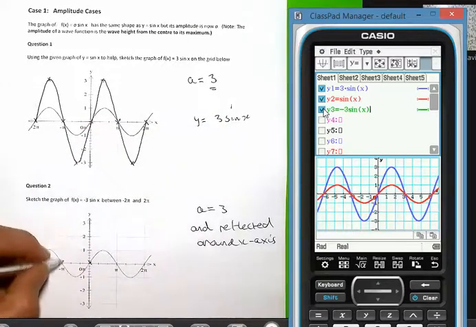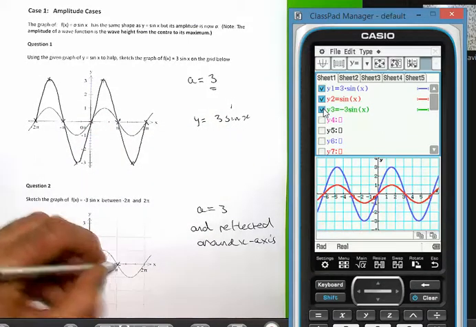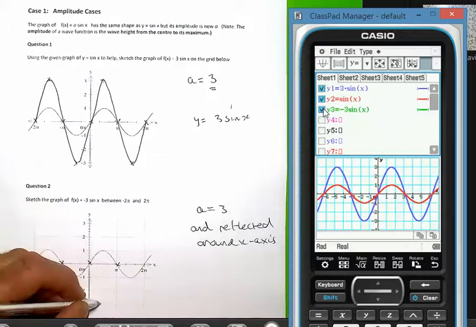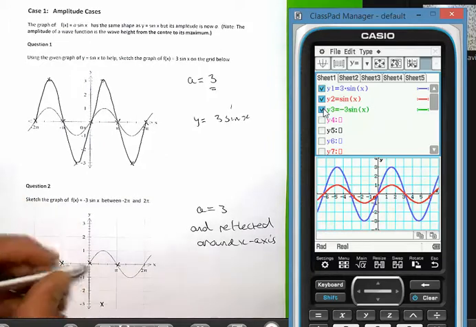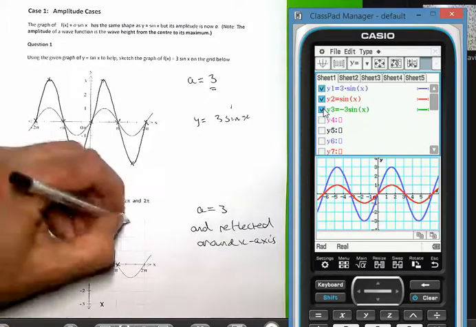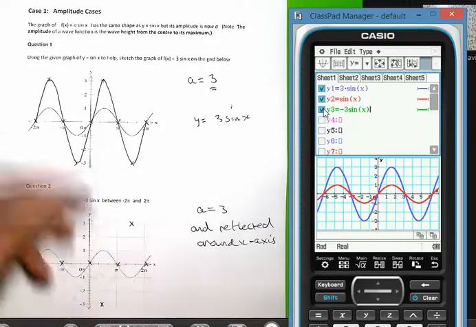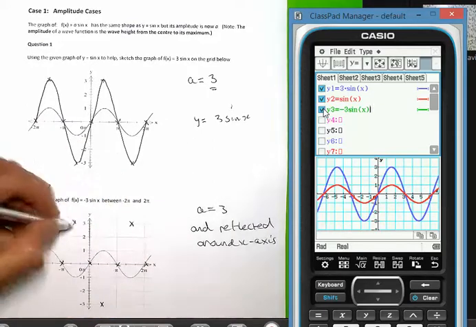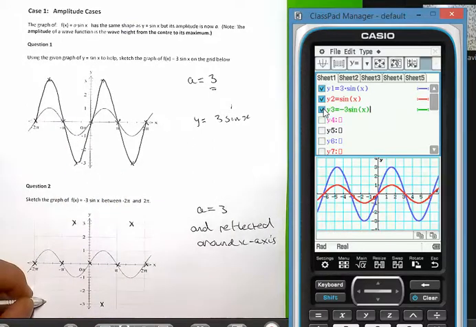I'll put my zeros in because they'll still be the same as before, but every time I saw a maximum, I now have a minimum of negative 3, and conversely for the negative 1 and the positive 1. And that will give me an idea of what the graph looks like.